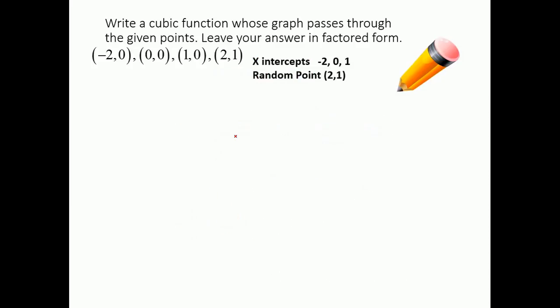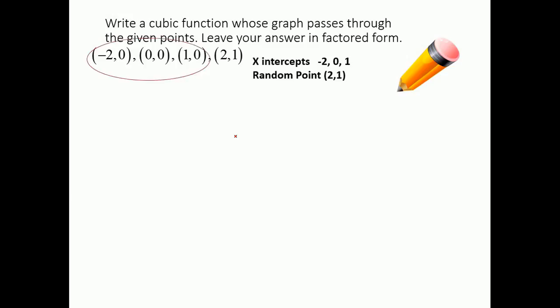Let's try one more. I just have some given points here. Leave your answer in factored form again. I have (-2, 0), (0, 0), (1, 0), and (2, 1). Very first thing, you're always going to want to figure out which are the intercepts and which is the random point. The random point is (2, 1), of course, because it's not an x-intercept. So my x-intercepts are -2, 0, and 1.